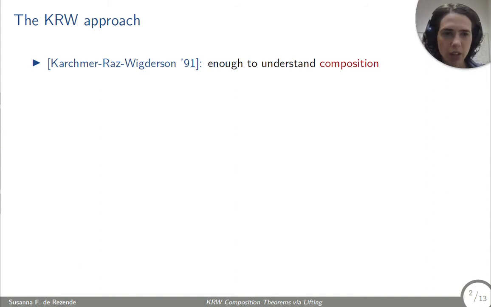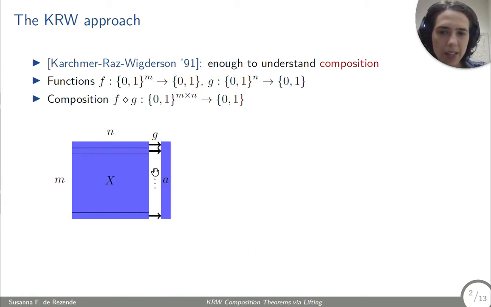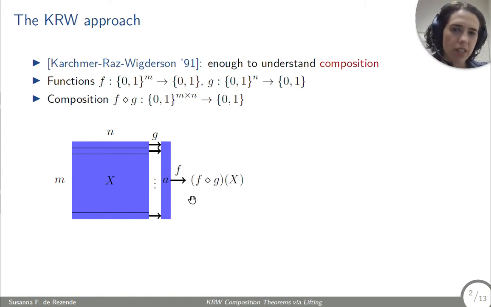So, okay, let's define what composition is. We have two functions, f and g. Here the composition of f and g is denoted by this diamond. And the input of the composition is an m by n matrix, where m is the arity of f, n is the arity of g. And it's the following function. So on the rows of x, we apply g, and thus obtain this vector A of dimension m, on which we apply f. So this is the function f composed with g.